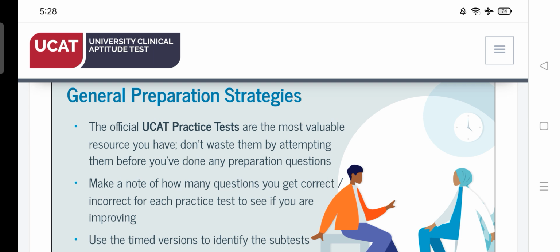The official UCAT practice tests are the most valuable resource you have. Don't waste them by attempting them before you have done any preparation questions. Because the UCAT practice test is a very valuable and precious resource, you cannot just waste it by attempting it without any practice, without any preparation. So that's why your preparation and practice are very important before taking this test.